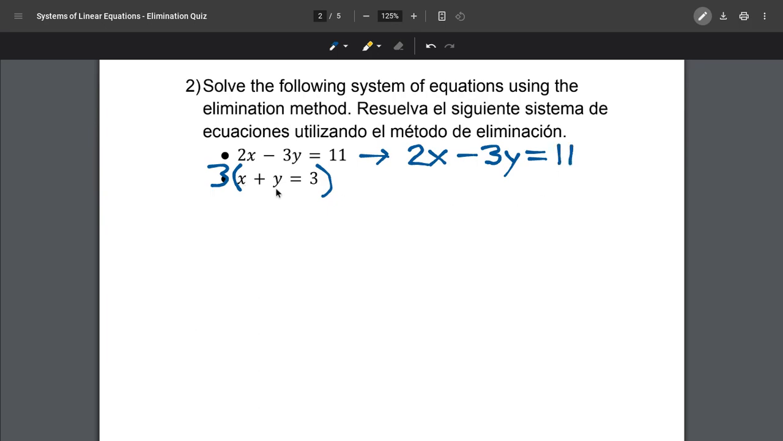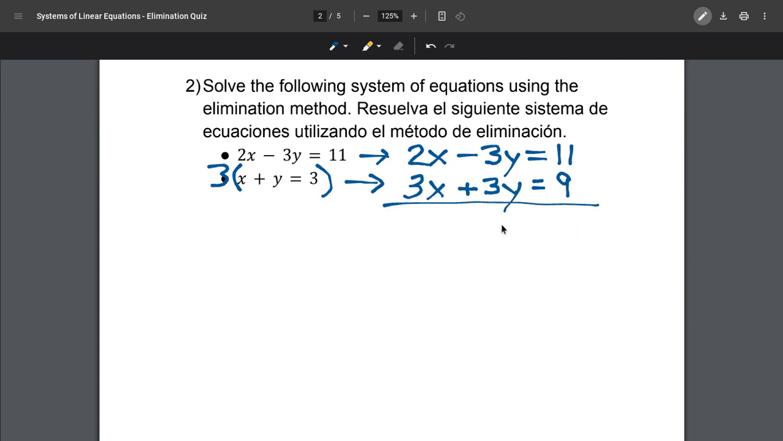And on the bottom one, when I multiply by 3, I've got to multiply each term in this equation by 3. I have noticed that some of my students, when they do this, forget to multiply one of the terms by 3, and then that's going to throw you off. So 3 times x is 3x. 3 times y is a plus 3y. And then we've got to do also 3 times 3, so 9.